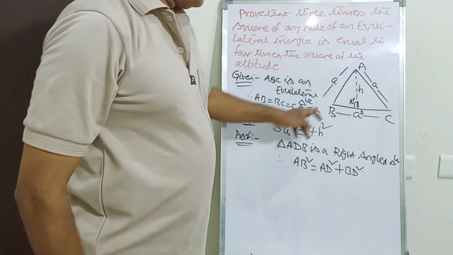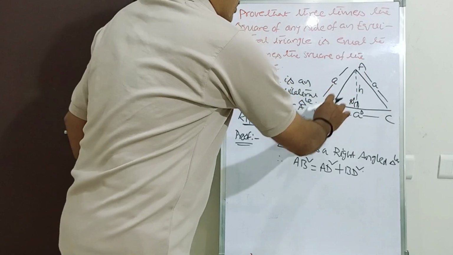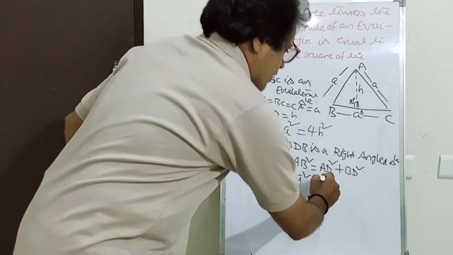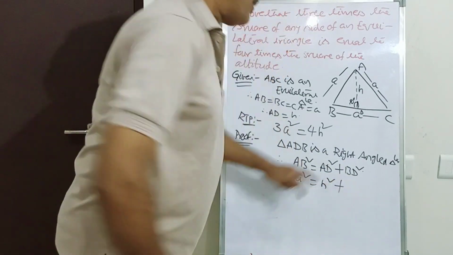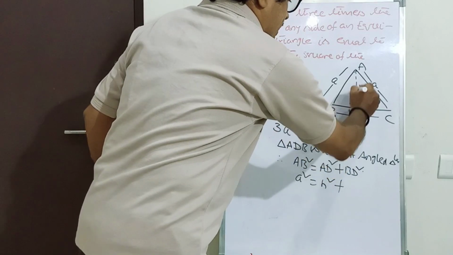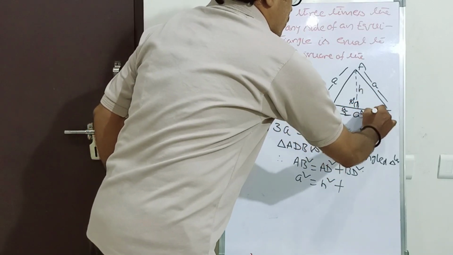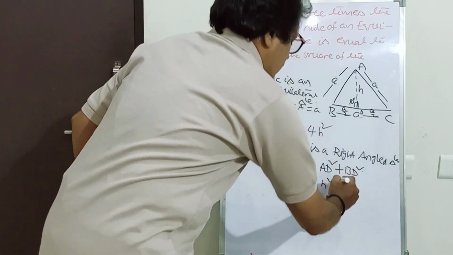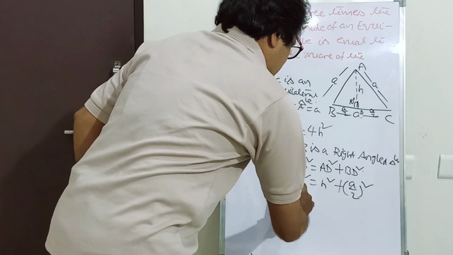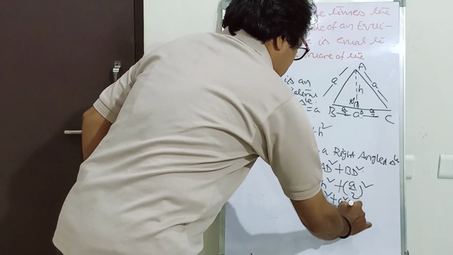So now let us substitute the known values here. AB is denoted by small a. a square is equal to AD, h square, plus BD. BD is half of BC because it divides the opposite side into two equal parts, so BD is equal to a by 2. This is equal to a by 2 whole square. Therefore, a square is equal to h square plus a square by 4.